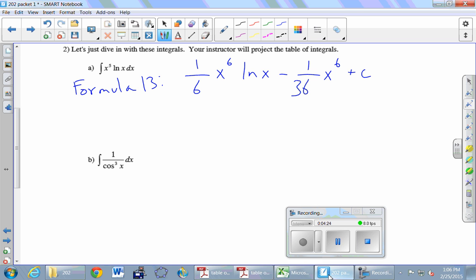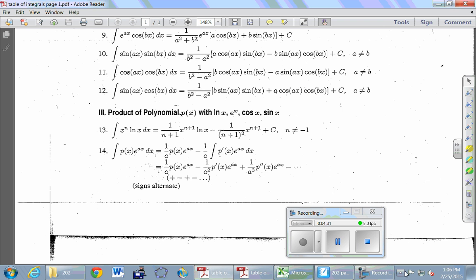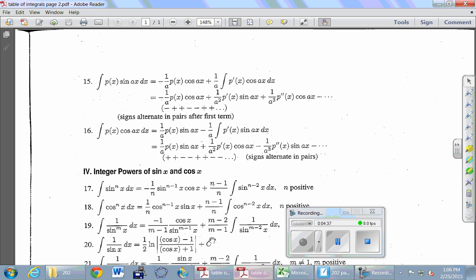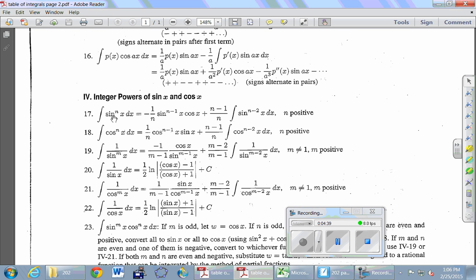Okay, next one: 1 over cosine cubed of x. Again, don't read every single one of these formulas. Read the stuff that's in bold. So, looking for 1 over cosine cubed. It doesn't look like it's one of these product things. So on the back, integer powers of sine and cosine. We see that, Roman numeral 4? Super. So we're looking for cosine cubed. What number formula is 1 over cosine cubed? It's 21, right? Not up here at 18, but 21.